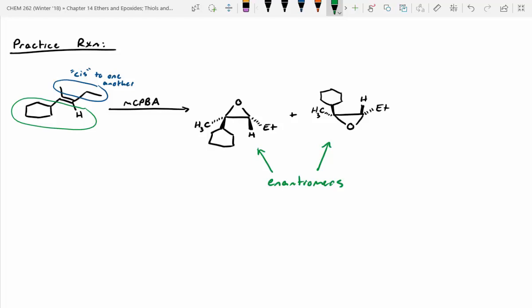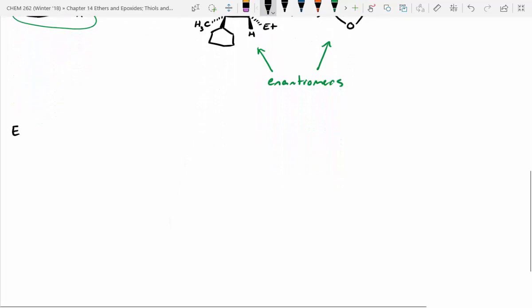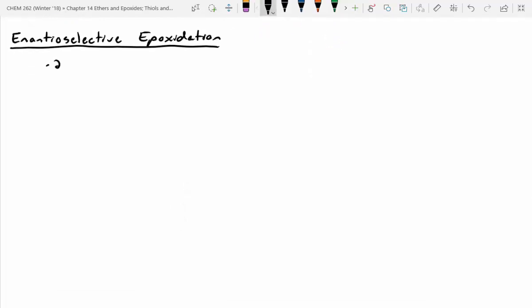That's a pretty big problem because this is very useful in organic synthesis. And so chemists tried very, very hard to figure out how to install an oxygen on one side of an alkene and not the other. And I'll show you guys this one, although it is very advanced. This is called enantioselective epoxidation. This was the 2001 Nobel Prize to a handful of chemists that worked on them.